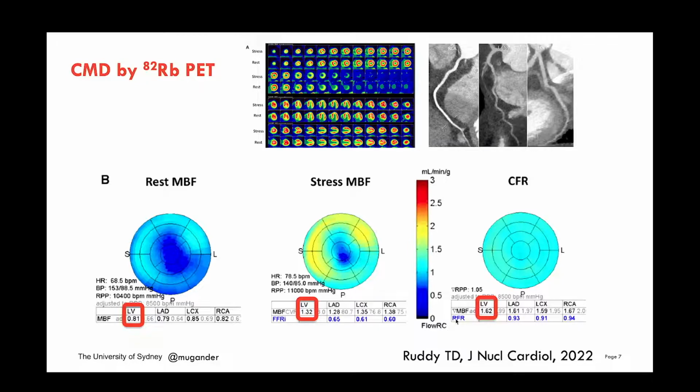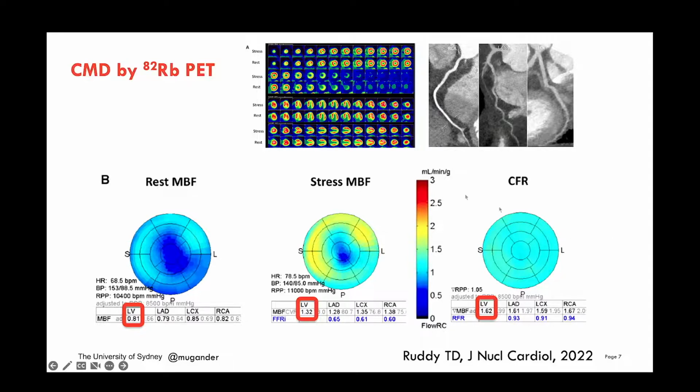So how does that translate to our non-invasive modalities? And that's what we're going to talk about. Here we see detection of coronary microvascular dysfunction by flow quantification with, in this case, rubidium PET. There's a couple different radio tracers that are used in the PET literature for flow quantification, rubidium being one of them.